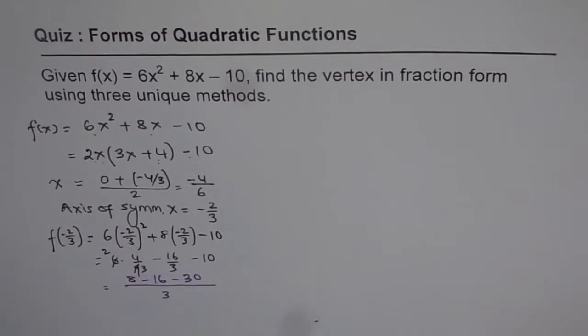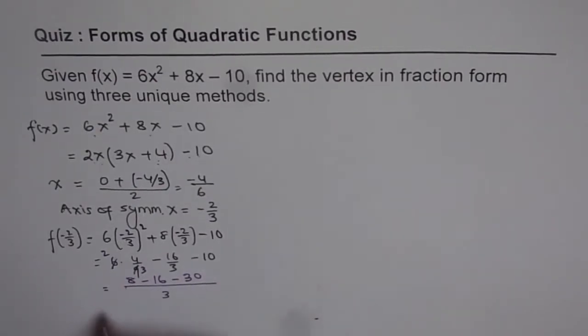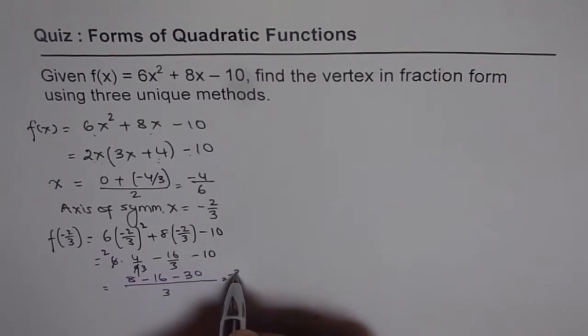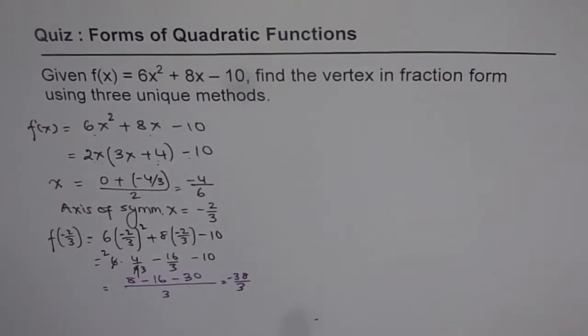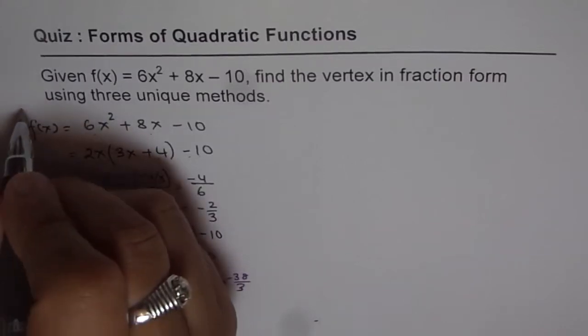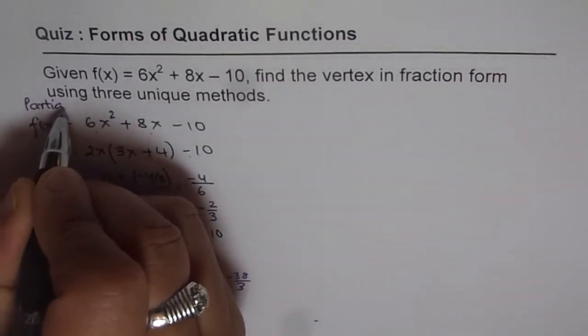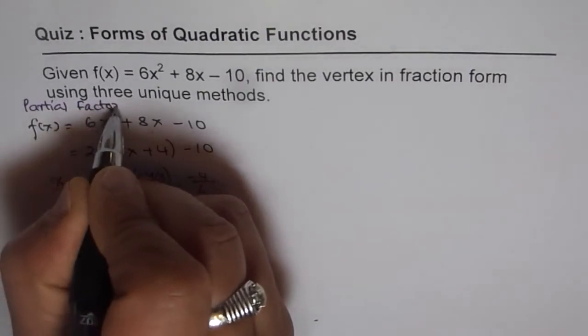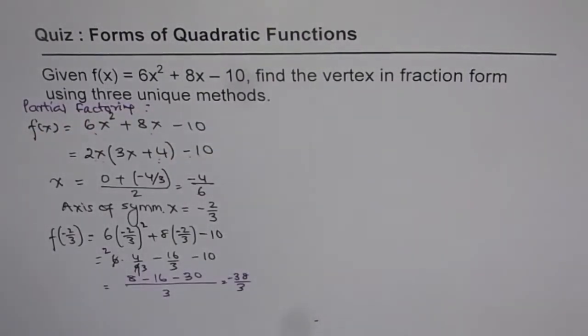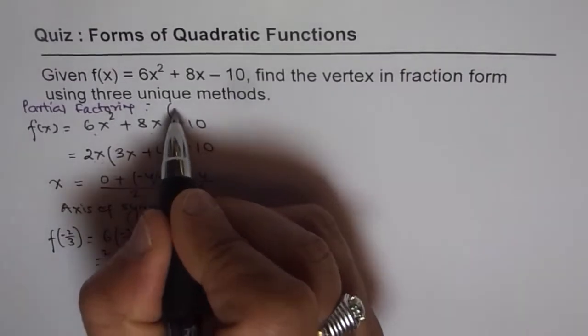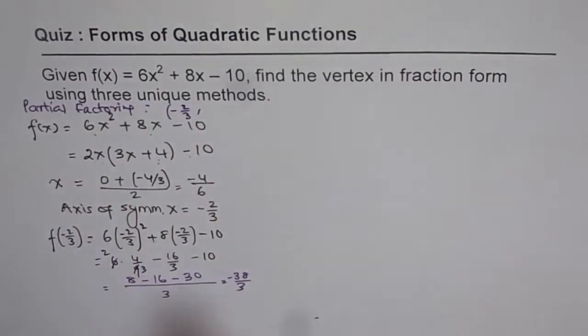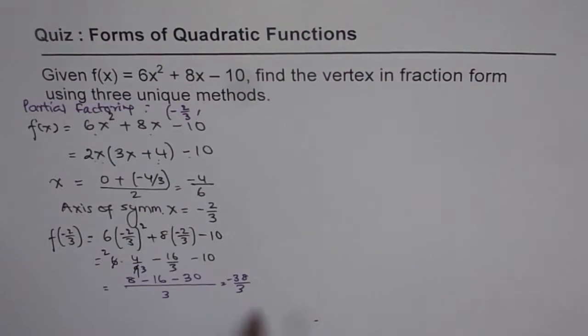So we can calculate using the calculator, which is 8 minus 16, which is minus 8, minus 30. I still recommend using a calculator in all these cases. Minus 38 by 3. So we get minus 38 by 3, right? So we get our vertex, and we used which method? Partial factoring. So let me write down here, partial factoring. And we got the vertex as x value of minus 2 over 3 and the y value of minus 38 over 3.